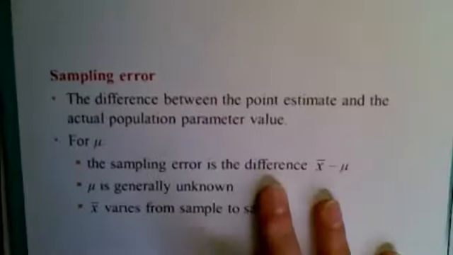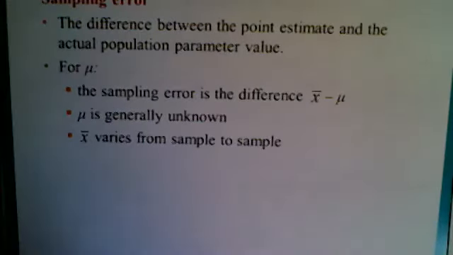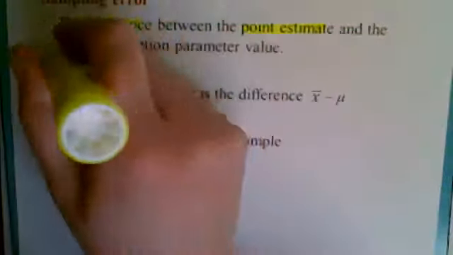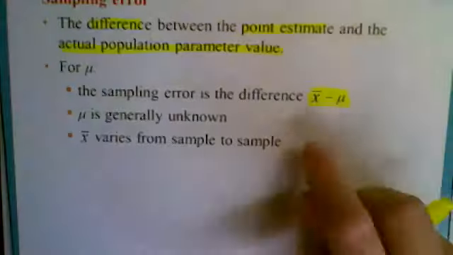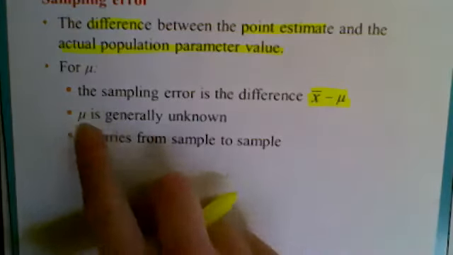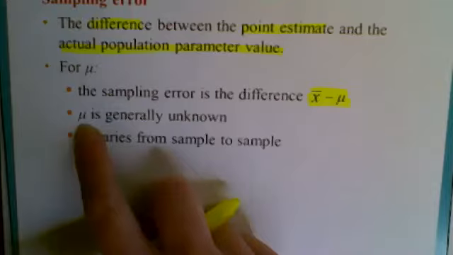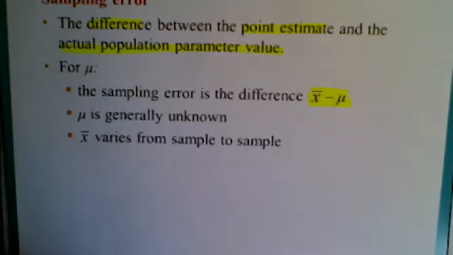All right, next, we're going to have sampling error. And so our sampling error is going to be the difference between the point estimate and the actual population parameter, okay? So for us, that formula is going to look like x bar minus mu. Typically, we don't know the population parameter, and the x bar is going to vary from sample to sample.